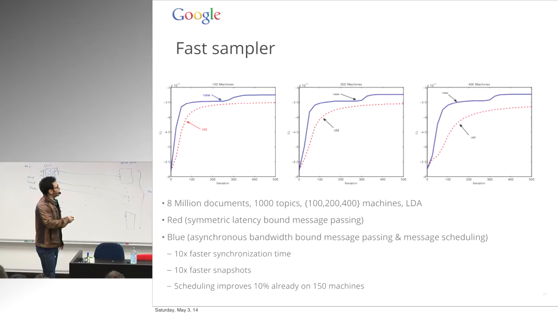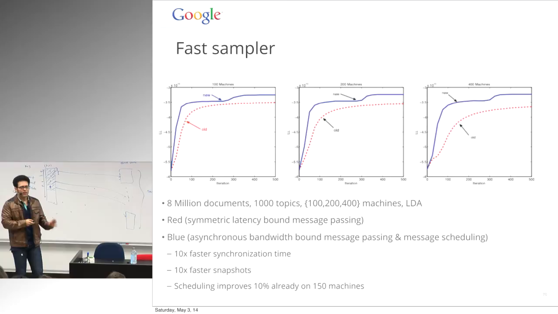And as I said, we have 10x faster synchronization. Just to give you an idea, the old architecture doesn't have a client-server as we have, but the server is passive. It doesn't send back anything. The client has to do all the work. It has to send the keys. It has to go back and read the keys from the server.